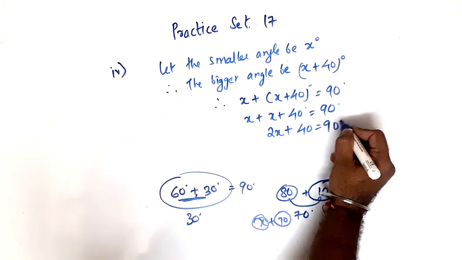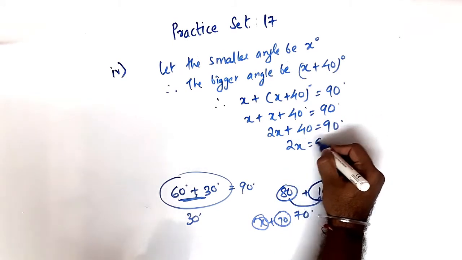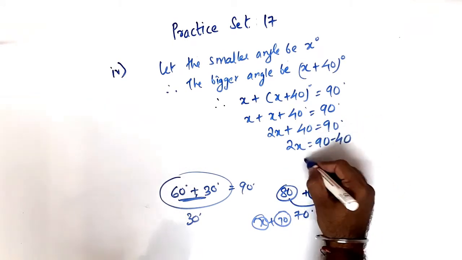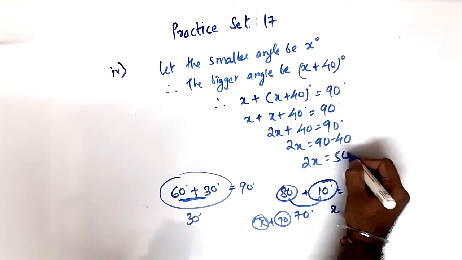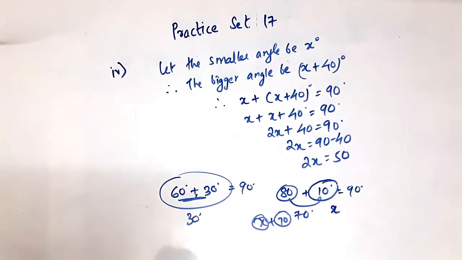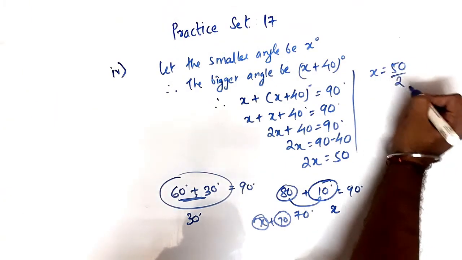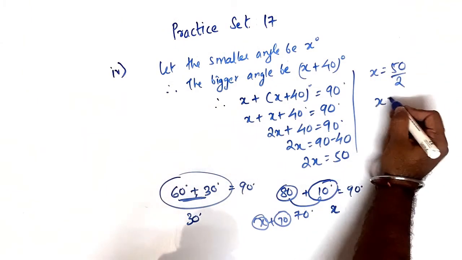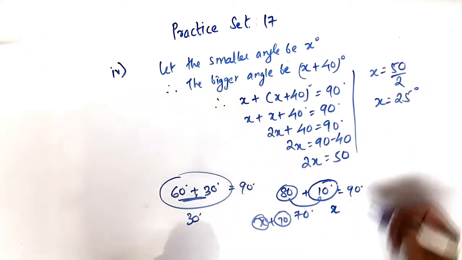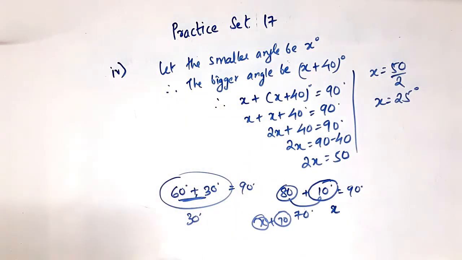So 2x plus 40 equals 90. 2x is equal to 90 minus 40. So 2x is equal to 50. So we got x is equal to 50 upon 2. What is 50 upon 2? It is 25 degrees, correct?